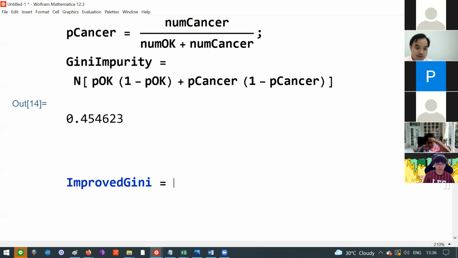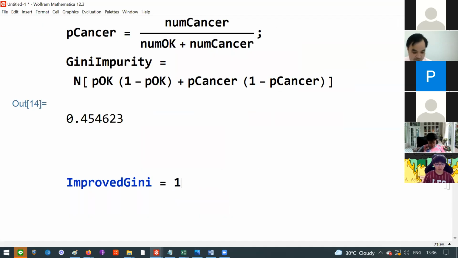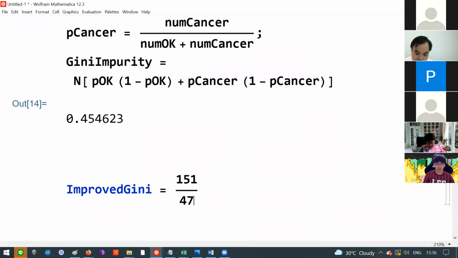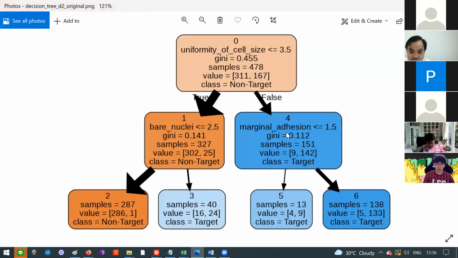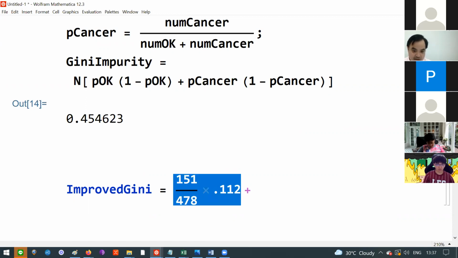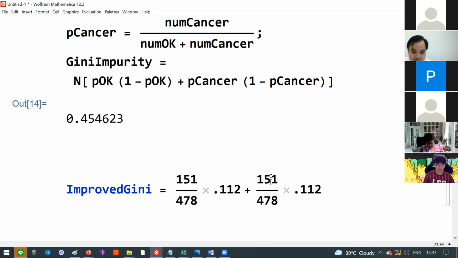Gini impurity is equal to, well, you separate this way, so it's 151 divided by 478 times new Gini. What's new Gini? 0.112 plus, how many come this way? 327, right? So 327, and what's the Gini this way? 141.